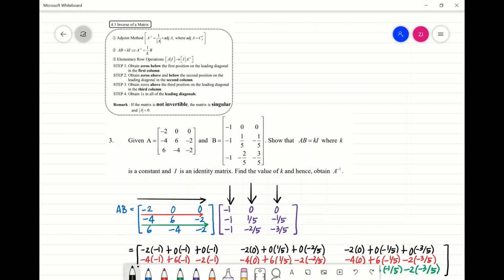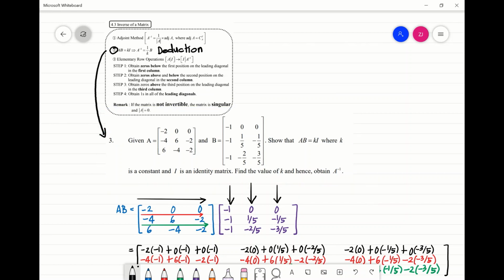Now, how to find the inverse matrix using the second method. This second method is called the deduction method. So AB equals KI. So how to use this method? Now let's see an example here.